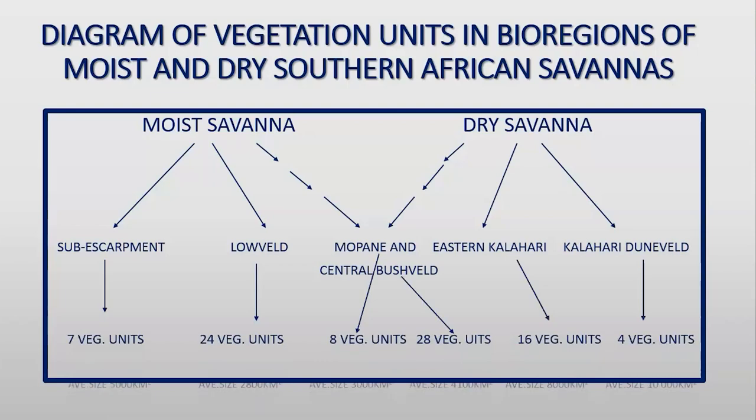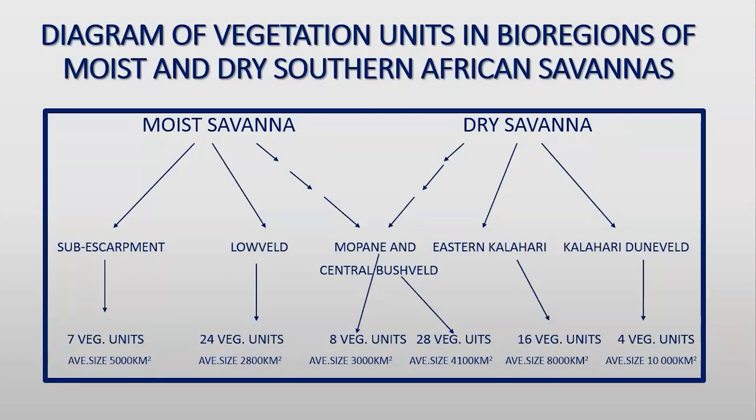And let's just look at the number of vegetation units in each of those. So your sub-escarpment, which is a rather small area of the moist savanna, we only find seven vegetation units, and they have an average size of 5,000 square kilometers. Just think about that for a moment. 5,000 square kilometers, the average size of each of those units. That's a massive area. Again, difficult to manage. And as we go through, we see the lowveld has got 24 different vegetation units, a slightly smaller average size, 2,800 square kilometers.